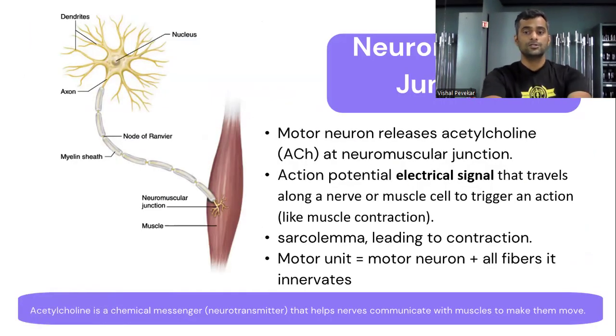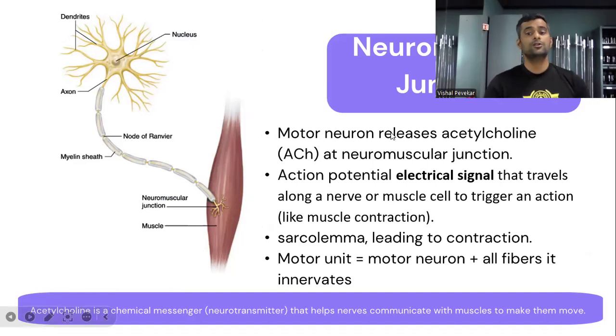So here, what you see is your neuromuscular junction, right? Whenever a signal is released, the motor neuron releases acetylcholine, ACh, at the neuromuscular junction. Basically, this is how it needs to be understood. Whenever a signal is sent from the brain to the body, the signal is first received at the neuromuscular junction, right?